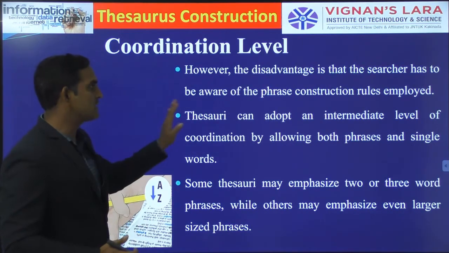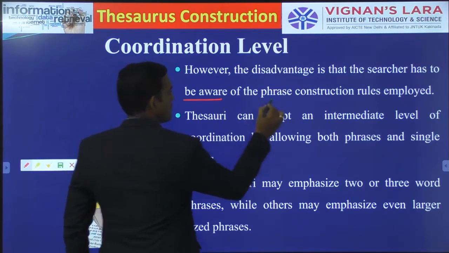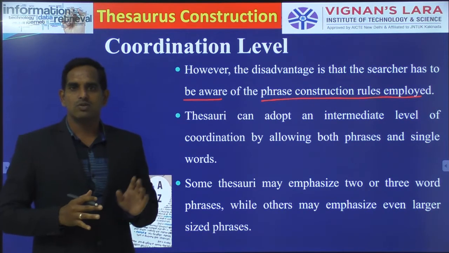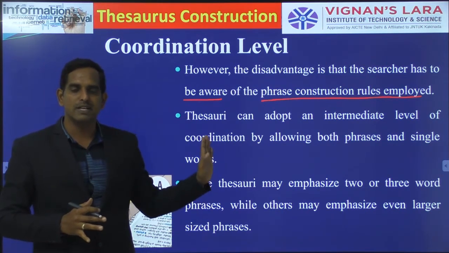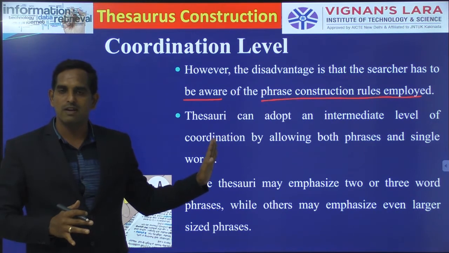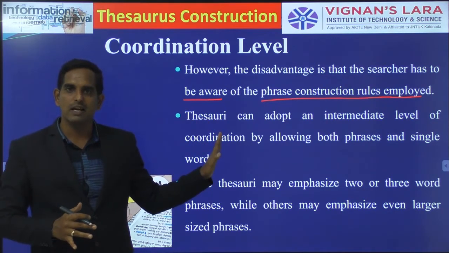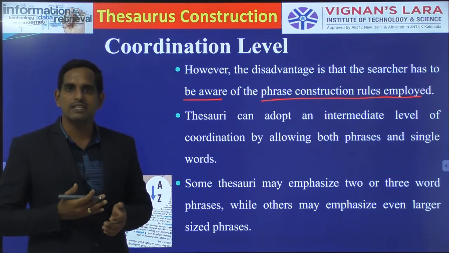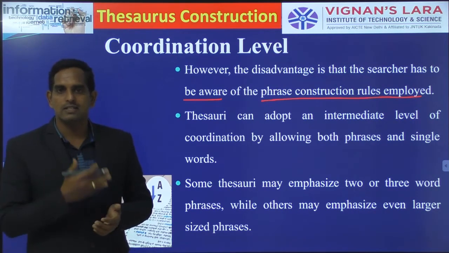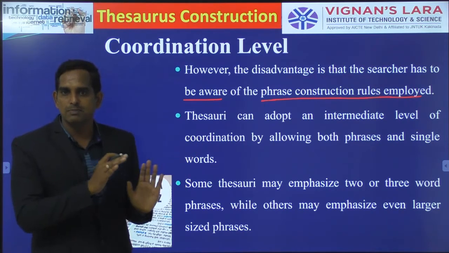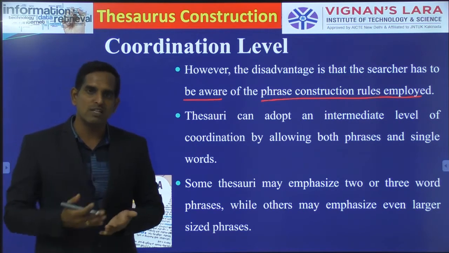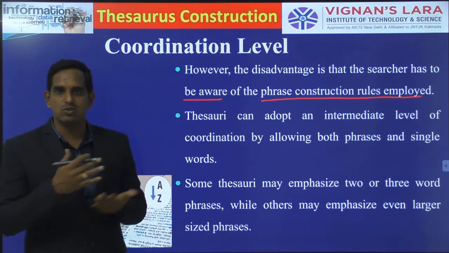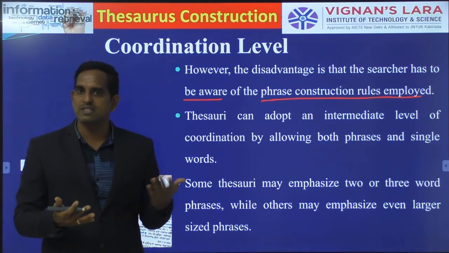So the disadvantage is that the searcher has to be aware of the phrase construction rules employed. As you have seen, whatever words can be present in that particular thesaurus are fixed beforehand, the words have a specific meaning, and the index is created according to the thesaurus. But the disadvantage is on the searcher's side: the searcher has to know in what way this is implemented, what type of words he can search, and what phrases he can search.